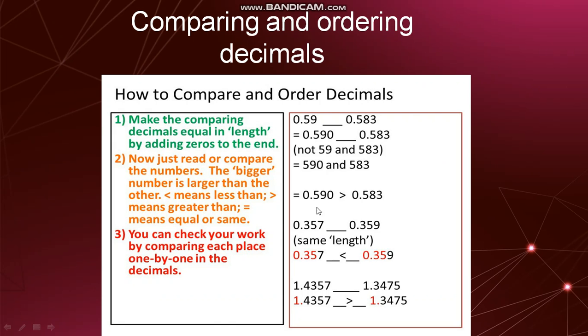Similarly, if you see the numbers 0.357 and 0.359, they are of the same length as they are. After the decimal point it has three digits and here also three digits. So you just need to check which number is greater. So compare the numbers. 0, 0.